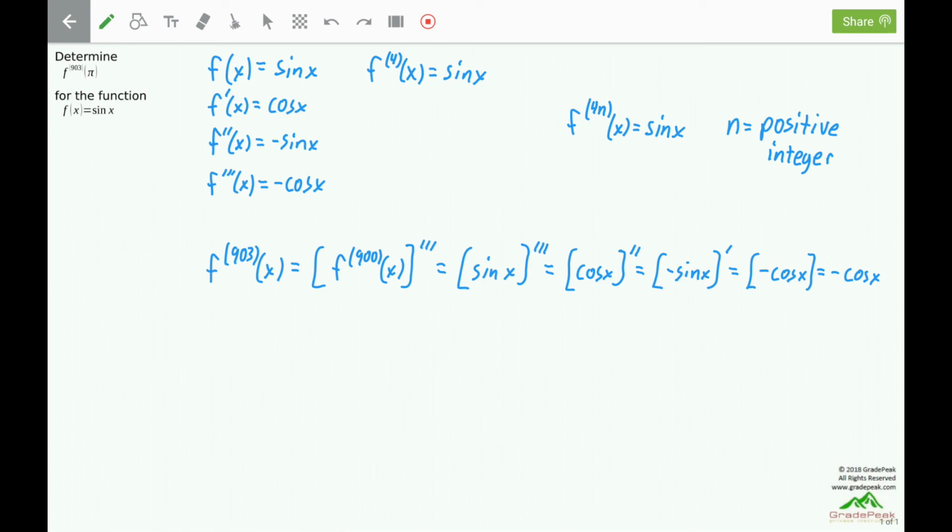All that's left now is to evaluate this at π. So the 903rd derivative evaluated at π will be negative cos π. Well, the cosine of π is negative 1, so we'll have the negative of a negative 1, and the final answer is 1.